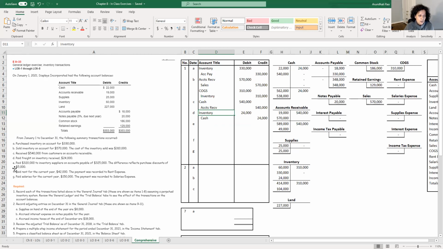The fifth transaction I'm told is I paid $320,000 to inventory suppliers on accounts payable of $325,000. The difference of $5,000, I paid $5,000 less, and that's because I got a discount, a purchase discount. Okay, so in this case, it's accounts payable debit. I'm giving cash, and it's going to be inventory credit.